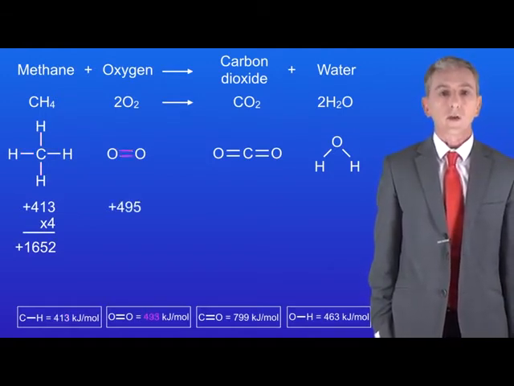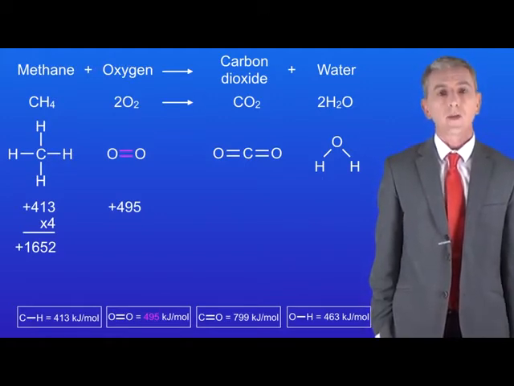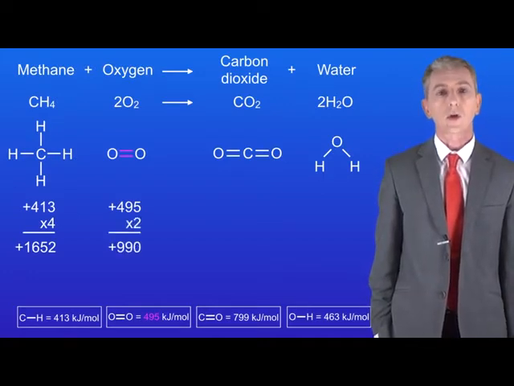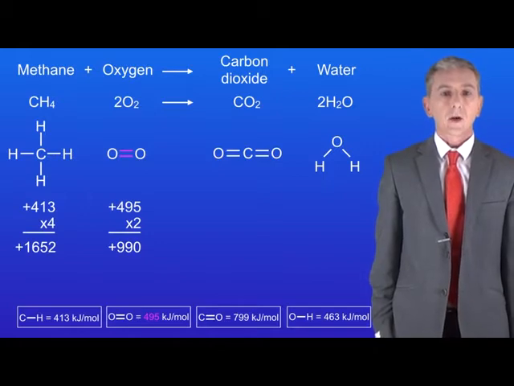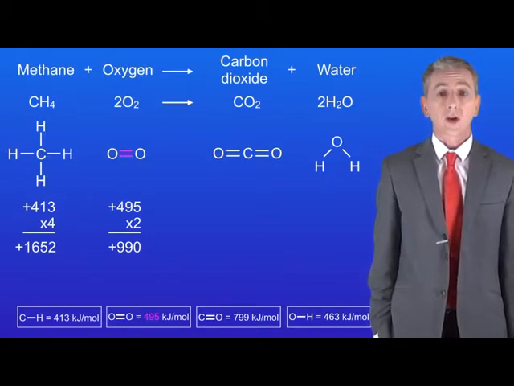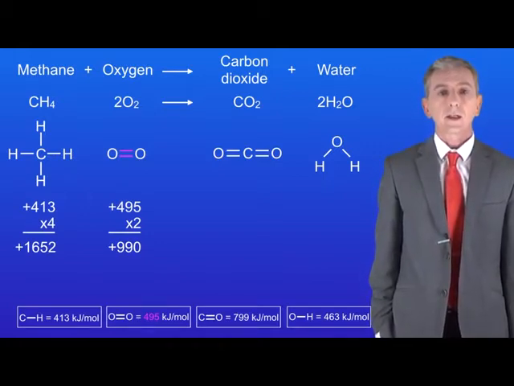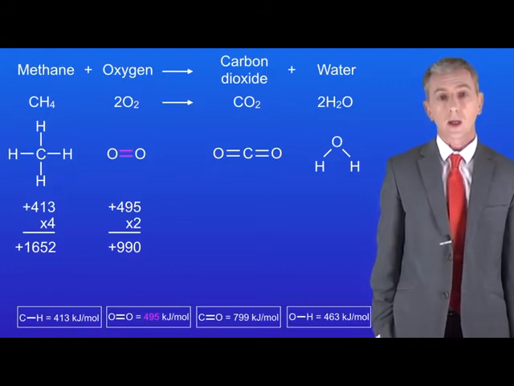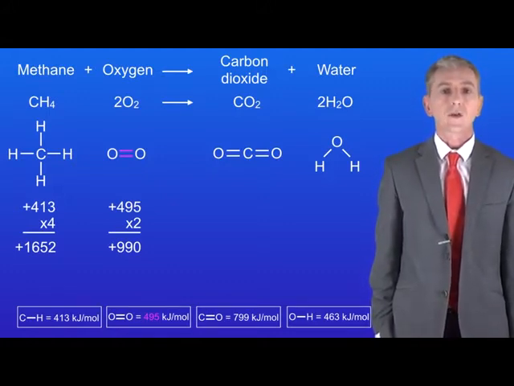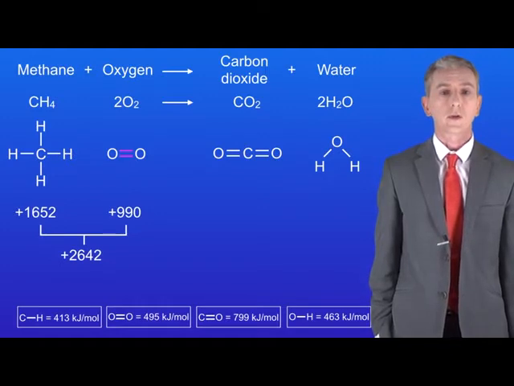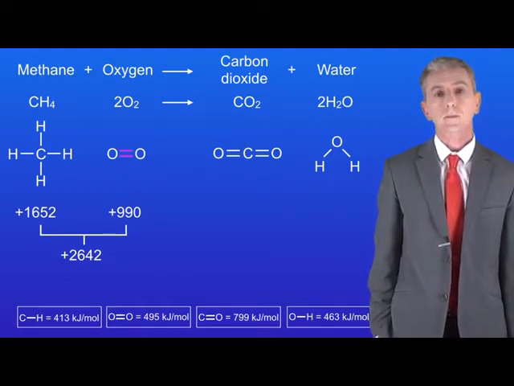We've also got to break the double bond in the oxygen molecule. The bond energy of this is 495 kilojoules per mole. However, as you can see, we've got 2 molecules of oxygen, so we've got to multiply this number by 2. This gives us 990, and remember that this also has to be positive. Adding together 1,652 and 990 gives us a total bond energy of plus 2,642.